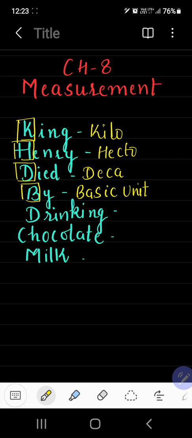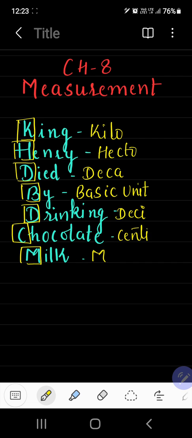First just see all the prefixes of the metric measure units. D is deci. C is centi. And M is milli. Right? So these prefixes you have to learn. These are the prefixes of metric measure units.